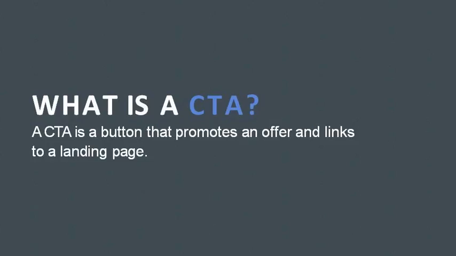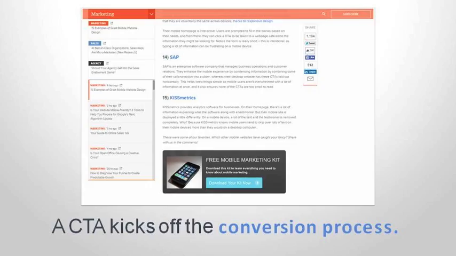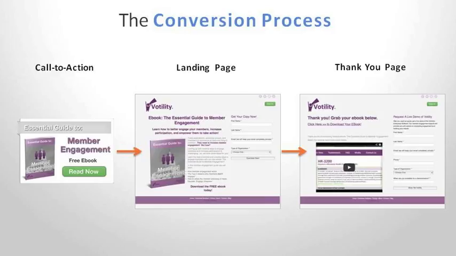So what is a CTA exactly? A CTA is a button that promotes an offer and links to a landing page. CTAs can be placed on your website pages, your blog, and in your emails. Since they kick off the conversion process, they're a critical first step. We've discussed what a CTA is and the conversion process as a whole. You should be able to recognize a CTA and understand its role in the conversion process. Now, are you ready to learn how to create great call to actions?